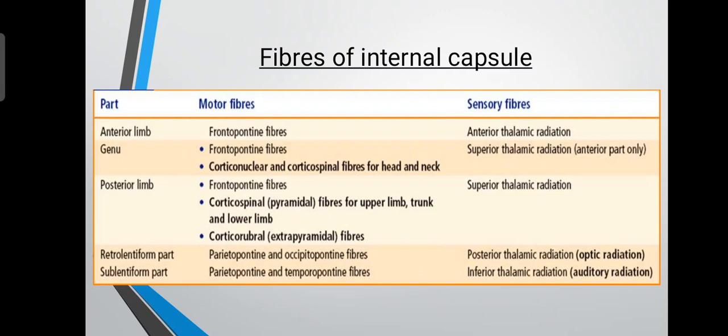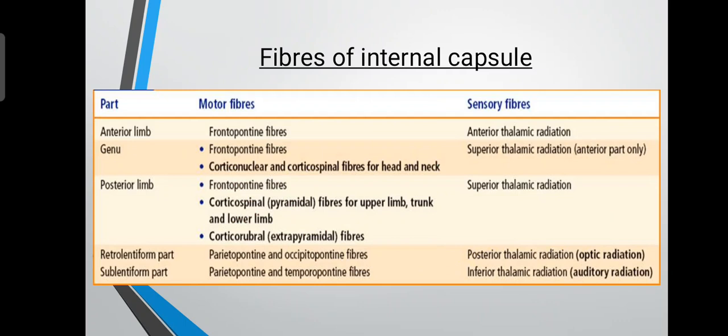Next, through the retrolentiform part, the fibers which pass are parietopontine, occipitopontine and posterior thalamic radiation. And in the sublentiform part, they are parietopontine, temporopontine and inferior thalamic radiation.